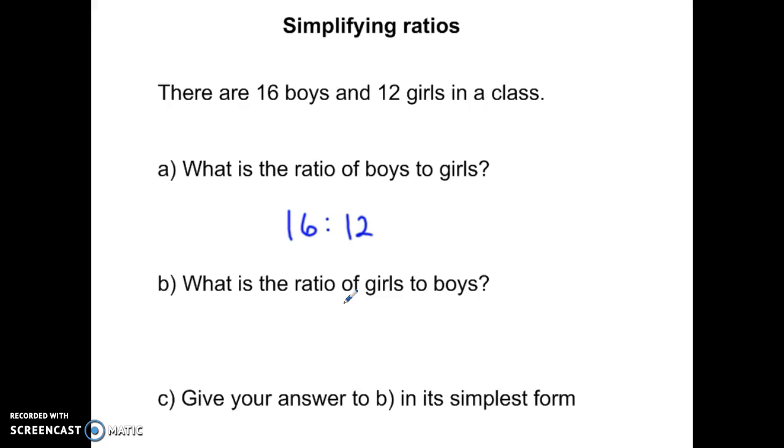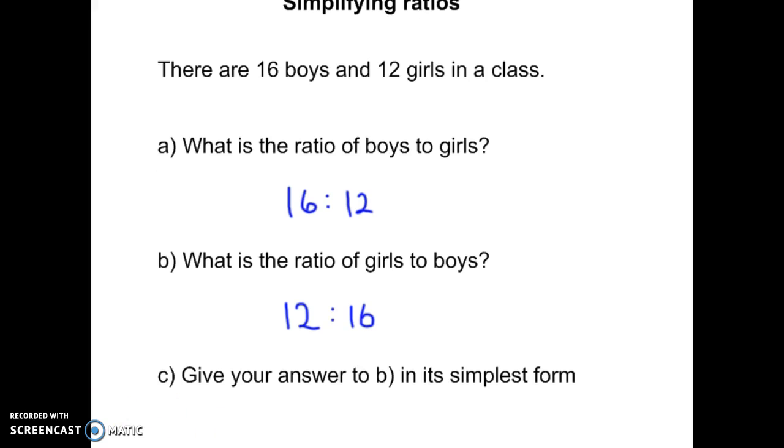In the second question, notice girls are mentioned before boys. We're still dealing with the same numbers, but because order matters, our answer is 12 to 16. So don't give marks away by not reading carefully. Make sure the order in the words matches the order in your answer.